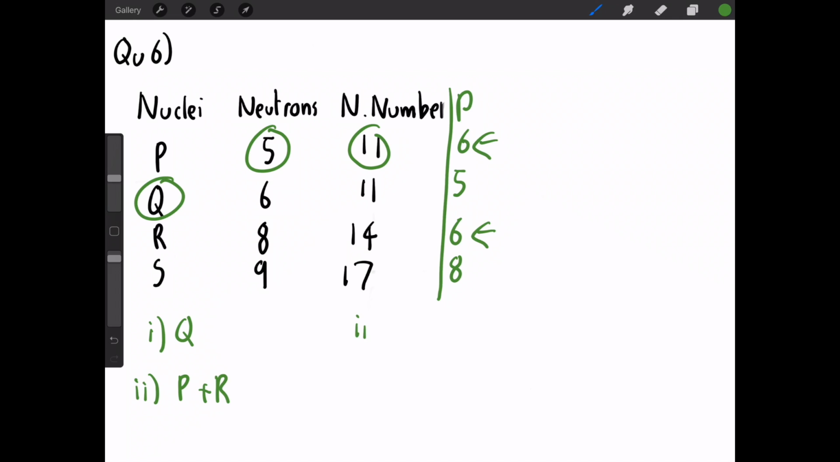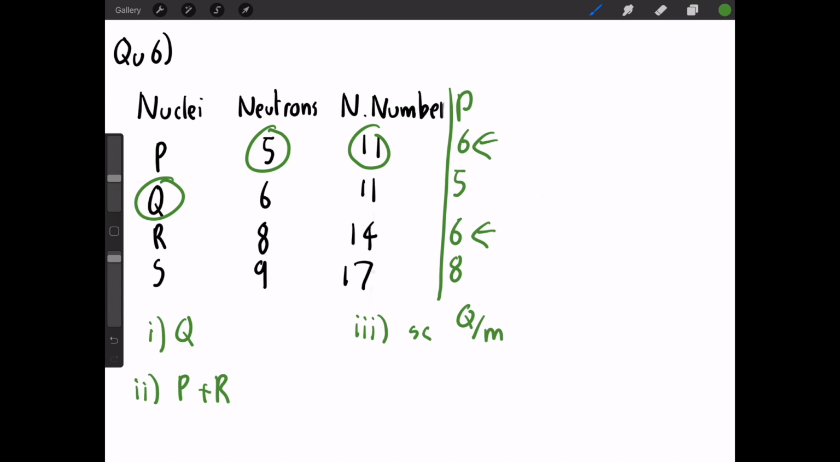Part 3. State and explain which nucleus has the smallest specific charge. So remember, specific charge is the ratio of the charge to the mass. I'm not going to convert to standard units for this one. I'm just going to work out the ratio of these.